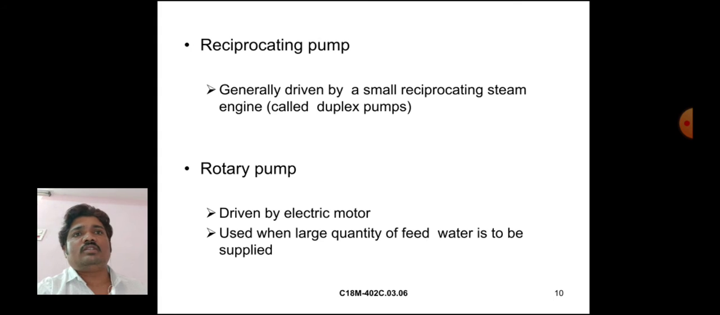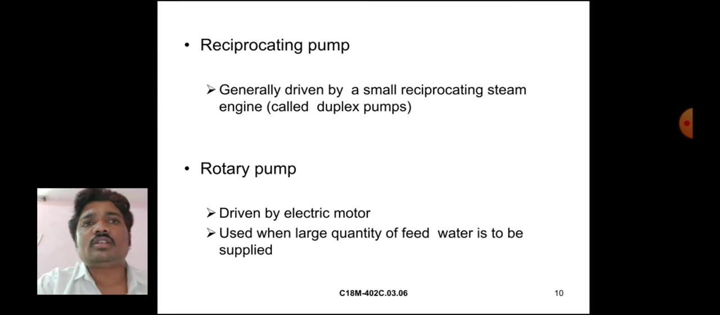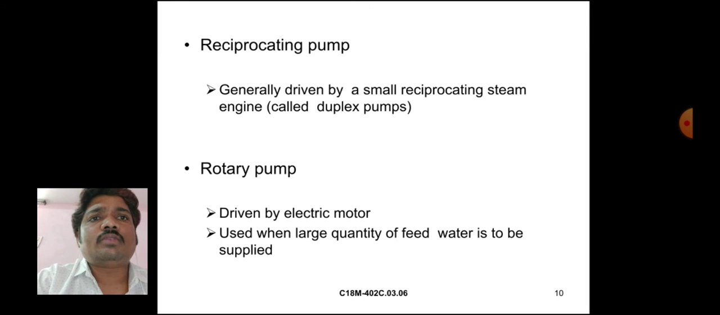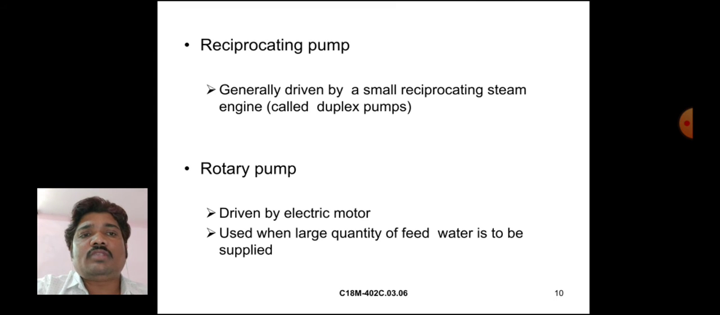Feed pumps are of two types: reciprocating pumps and rotary pumps. The reciprocating pump is generally driven by a small reciprocating steam engine, and it is called a duplex pump. The rotary pump is driven by an electric motor and is used when a large quantity of feed water is to be supplied.